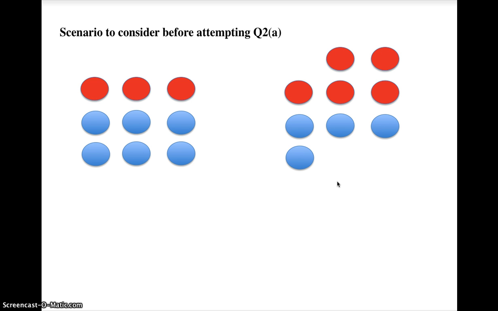Okay, so remember, if I add in 2 red circles and I took out 2 blue circles, even though the number of red and blue circles have changed, the total still remains the same because I put in 2 circles and I took out 2. Okay, with that in mind, we'll move on to question 2a.